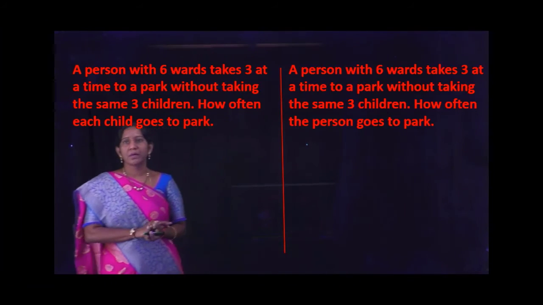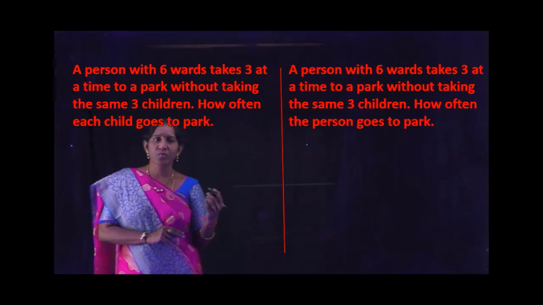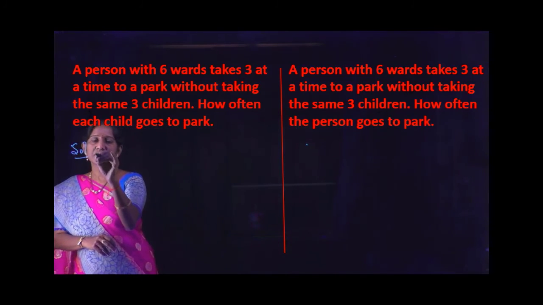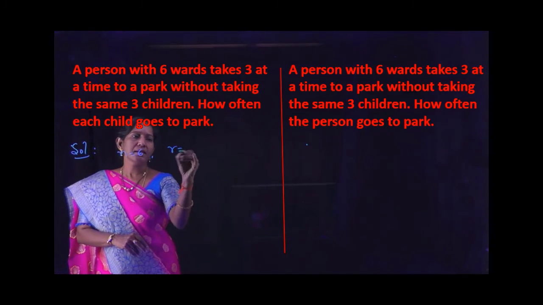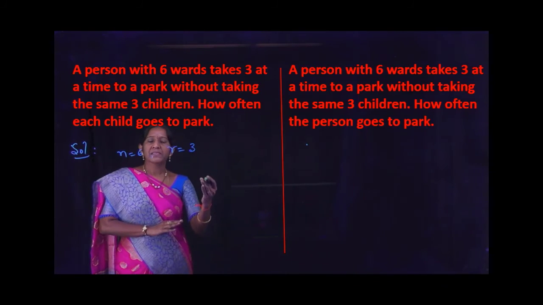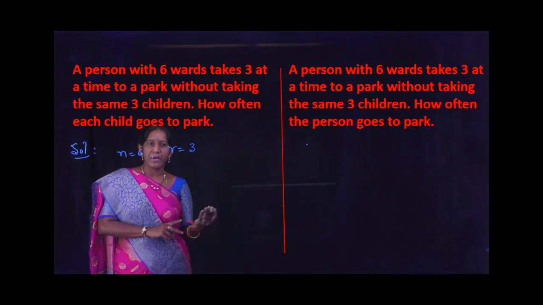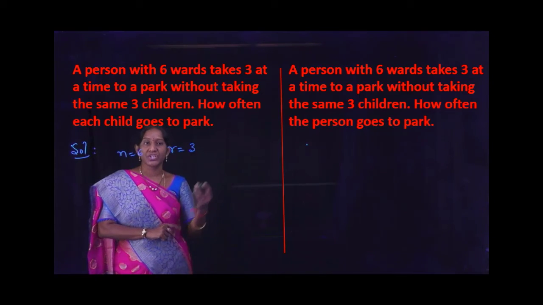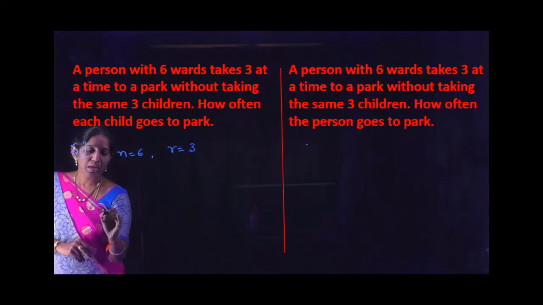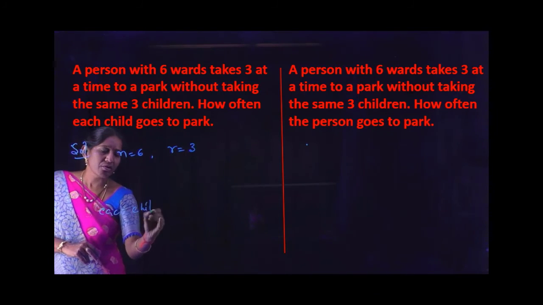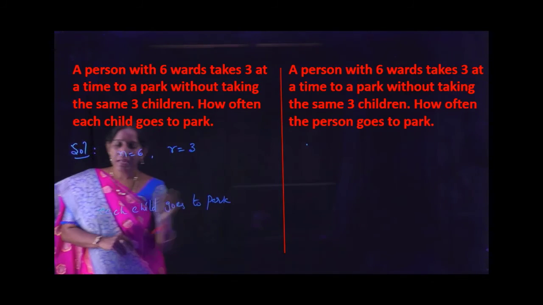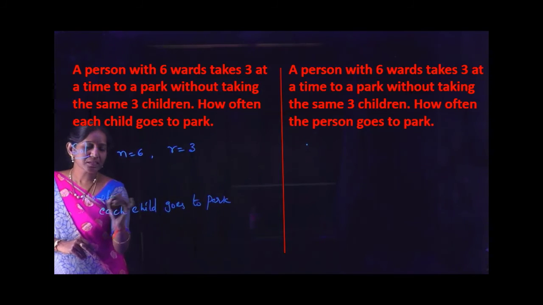See the next problem. A person with 6 wards takes 3 at a time. So n equal to 6 is given and r equal to 3 is given. A person with 6 wards takes 3 at a time to a park without taking the same 3 children. How often does each child go to the park? So we have to find the number of ways each child goes to the park.